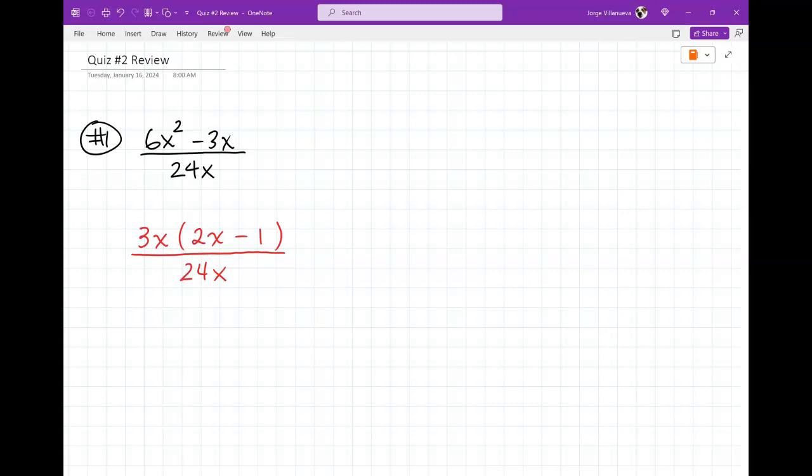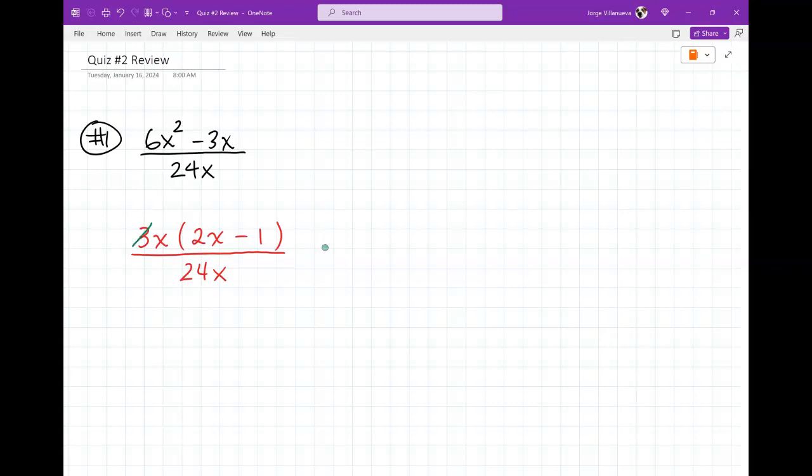Now I got to do the chopping, right? So I cannot do this. Remember, don't cancel like that, okay? The x on the inside of the parentheses should stay there unless there's another 2x minus 1. So, I'm sorry about that. So that's that. It's there. But I can get rid of the x's on the outside, and I can reduce the 3 and the 24. So let me do that.